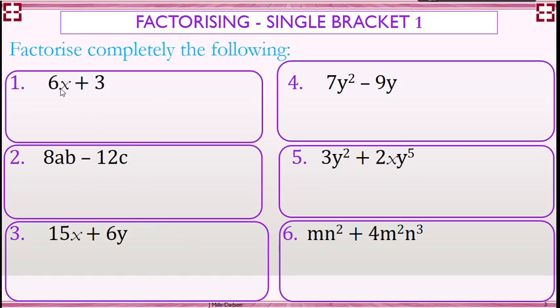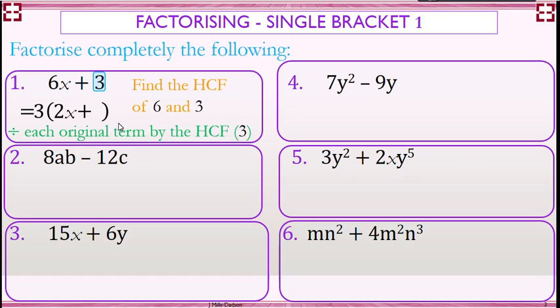So looking at this, the x is not common, so we check the numbers. 6 and 3 are the numbers that we have. Highest common factor of 6 and 3 simply means the biggest number to divide 6 and 3, and that is 3. So you put it outside the bracket, then you divide each of these terms by the 3 to know what is going to be in the bracket. So 6x divided by 3 is 2x, 3 divided by 3 is 1. Or in other words, what should be in the bracket such that when you expand, you get back to the original term. That's why we say factorizing is the reverse of expanding brackets.